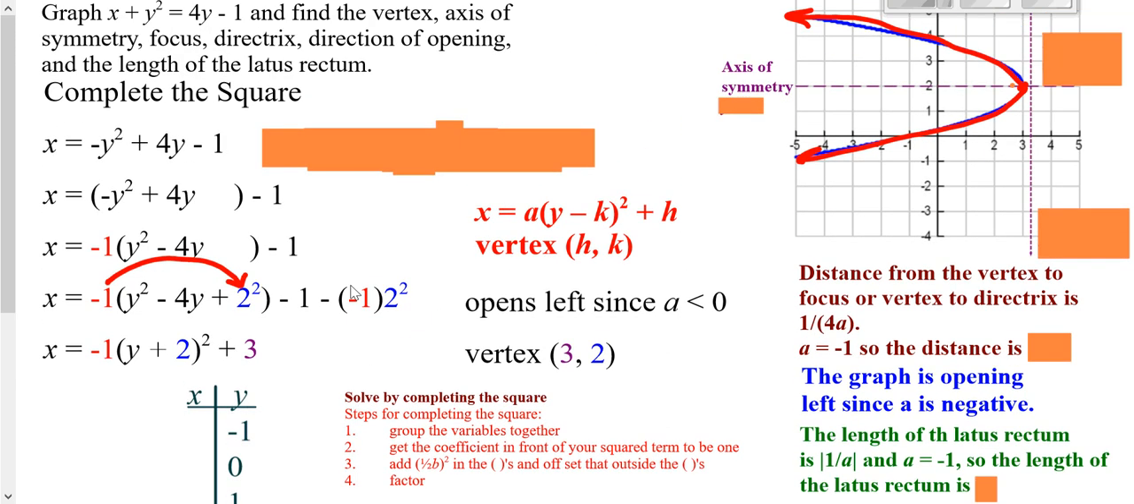Now, with the visual, you can see your axis of symmetry would be a horizontal line. It's going to go through your vertex, which is at a height of 2, so you know it would be y is equal to 2.